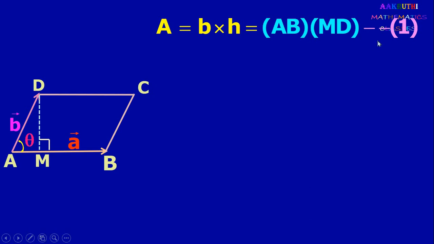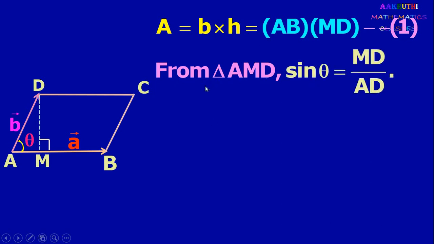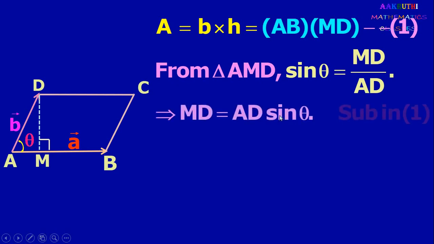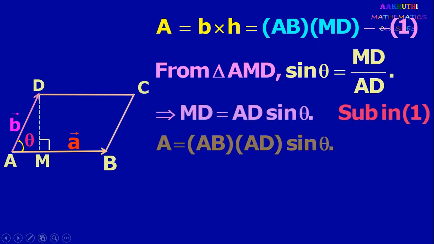Now, first we find here MD value. Now, we take right angle triangle AMD. So, in right angle triangle AMD, we can write sin theta equal to MD divided by AD. Sin theta is opposite by hypotenuse. Therefore, MD can be written as AD into sin theta. So, substitute all this in equation 1. We get A equal to AB into AD into sin theta.